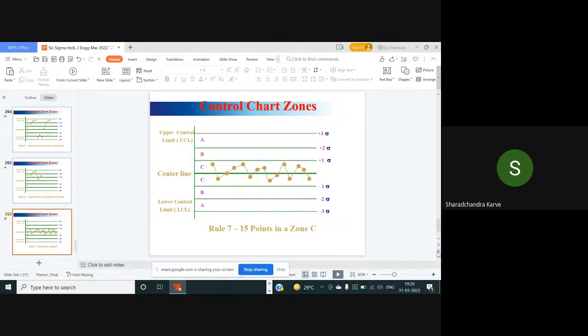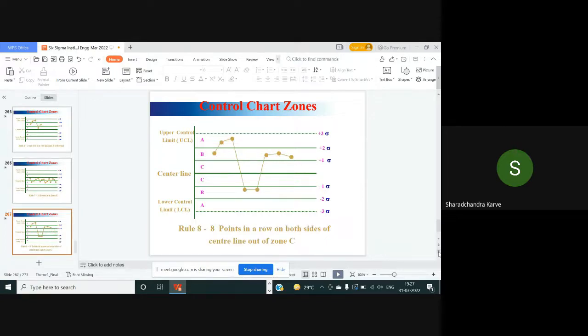And rule 7 is all 15 points are in zone C. You may feel that you are in good control of the process, but what statistical process control suggests is that if you have 15 points in zone C, probably you have not calculated your plus minus sigma or your limits correctly. So you go back, and based on the historical data, calculate your limits again, recalculate zone C, zone B, zone A, and then look at the graphs again. That is the meaning of rule 7.